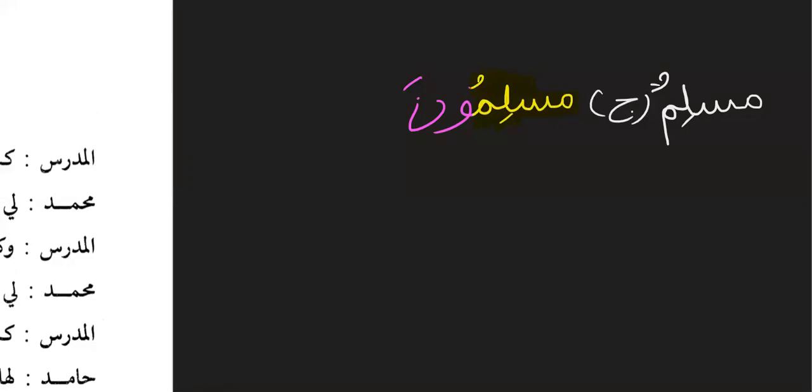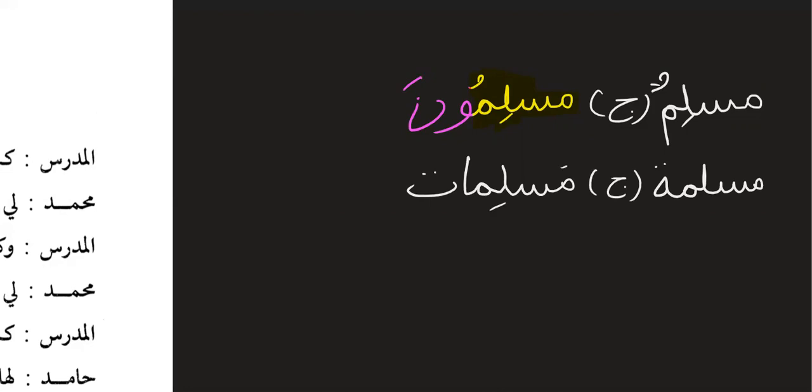And then we have, for example, the word مسلمة, which we know is مؤنث, which is feminine. And then the jam', the plural, you say muslimatun. And what would we call this type of plural? Is it jam' mu'annath salim? Yeah, so it's the opposite of the one above. We call it jam' mu'annath salim.